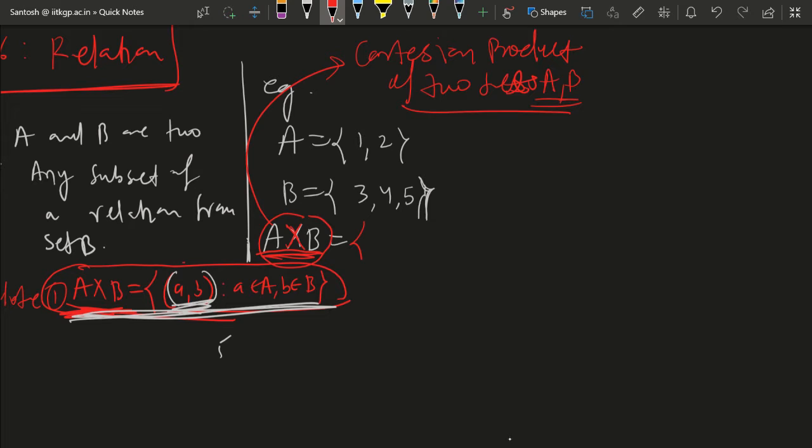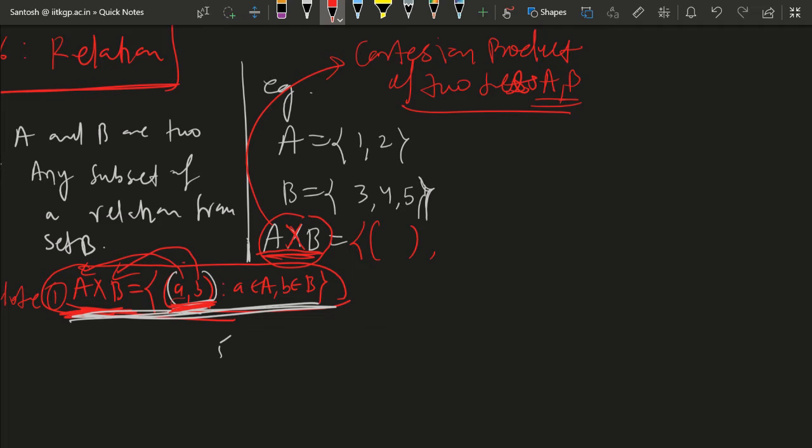So what will be A cross B? It's the ordered pair (a, b) such that the first element belongs to the first set and the second element belongs to the second set. Okay, so can you write like that? Anyone try now? First element belongs to the first set and second element belongs to the second set.